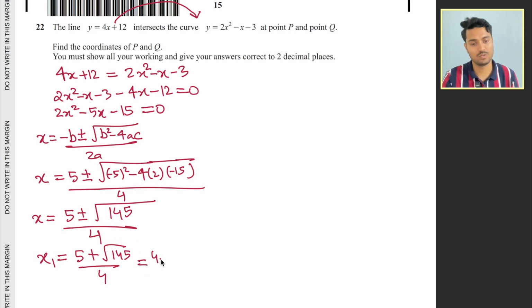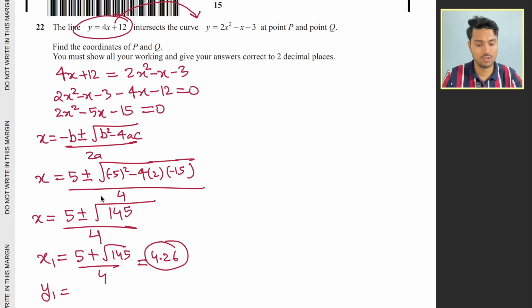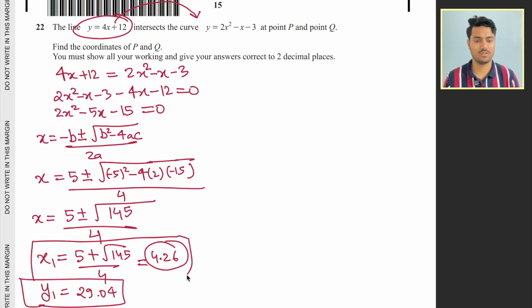So x1 is 4.26. So y1 will be, substitute the value of 4.26 in any equation to get the value of y. So I'll put it in the linear equation. So 4 times the answer plus 12, which is 29.04. This is your x1 and this is your y1 coordinates.